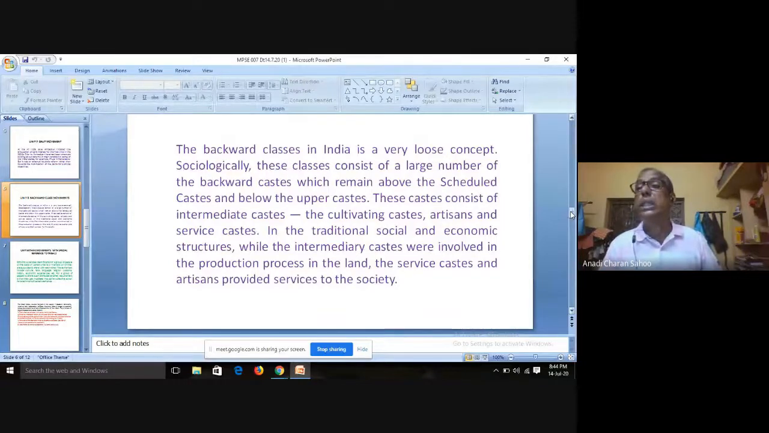Chaudhary Charan Singh carved out a political base for himself among the middle caste peasantry in UP and Bihar through a well-designed strategy.